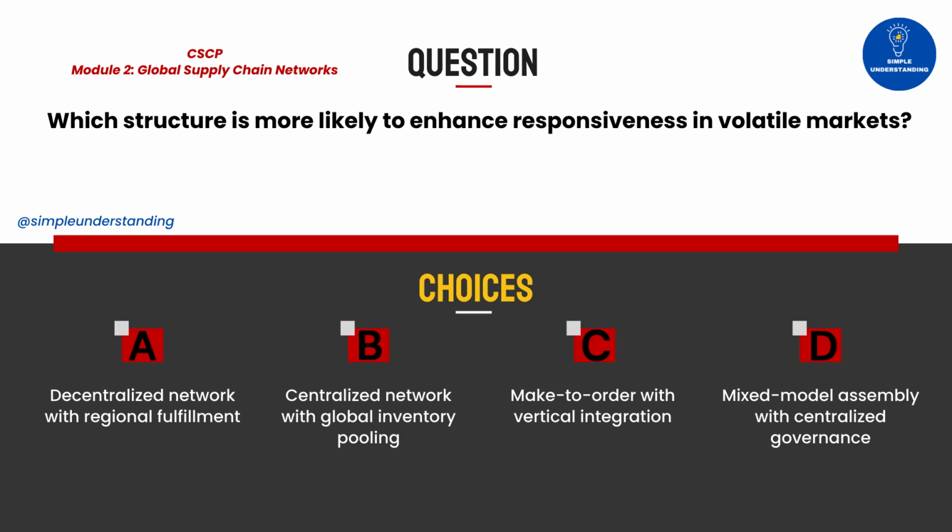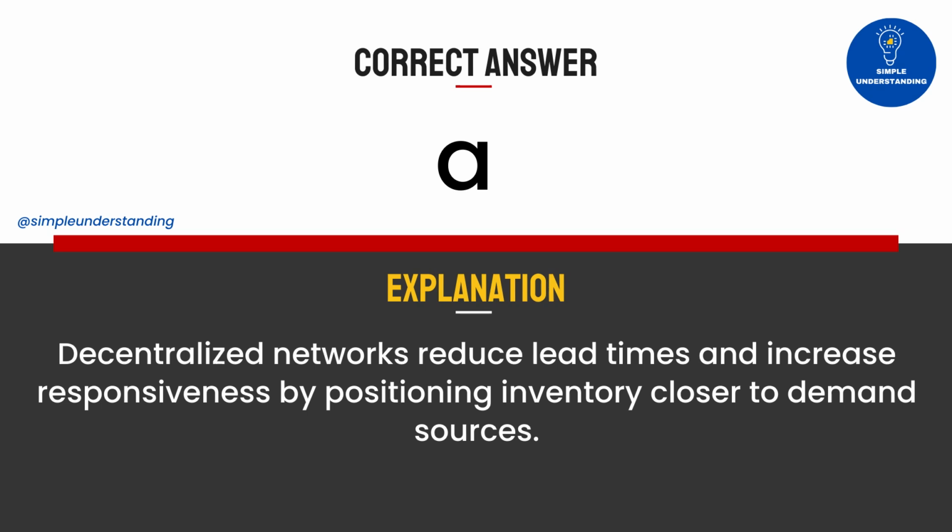5. Which structure is more likely to enhance responsiveness in volatile markets? A. Decentralized network with regional fulfillment. B. Centralized network with global inventory pooling. C. Make-to-order with vertical integration. D. Mixed model assembly with centralized governance. Correct answer, A. Explanation. A decentralized network positions inventory closer to demand, improving responsiveness to market shifts.